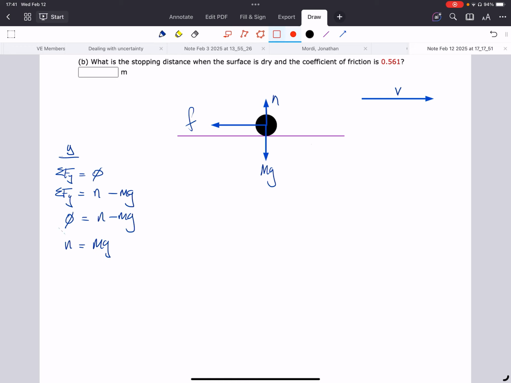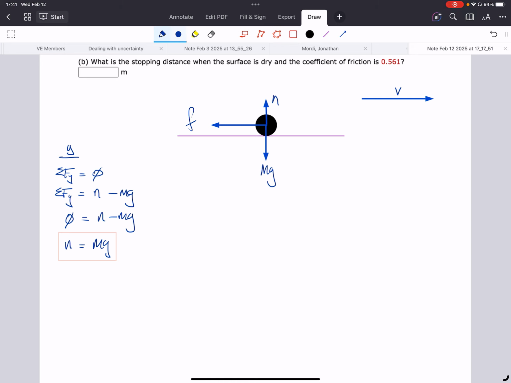That's becoming a bit repetitive, isn't it? We've found that several times now. Do not assume that N will always be equal to mg. It will not be the case every single time. It's quite common, but it is not universal. We have to figure that out every time.